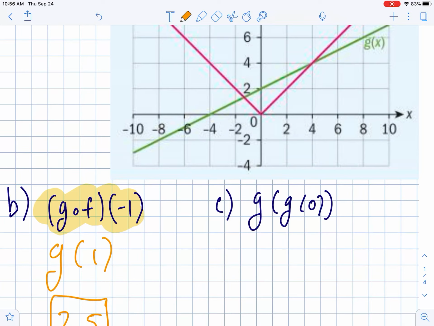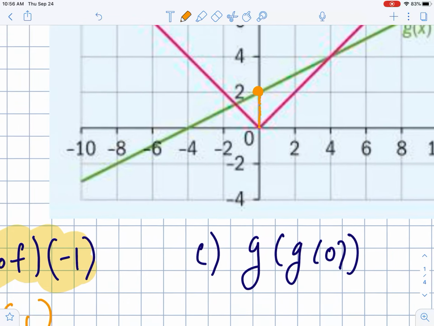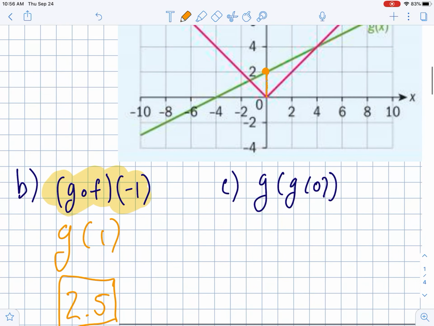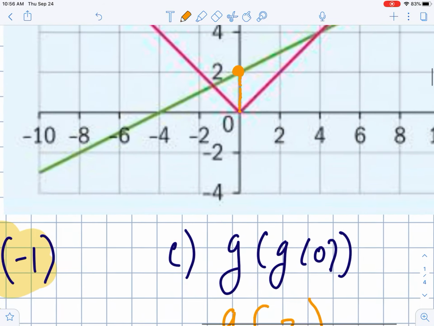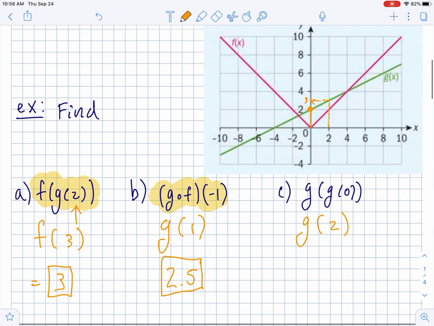G of 0. So first, we need to figure out what output is associated with an input of 0 on the g function. So if you go to 0 on the x-axis and trace it up, that means 2 is an output for g when 0 is put in. Now, you're going to take that output and feed it back into the g function. So now we're trying to find what output is associated with an input of 2. Here at 2, if we go up, I think we established earlier that this is 3.